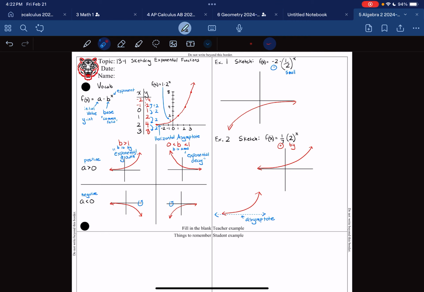Cool, that does finish off our lesson 13-1 for sketching exponential functions. I hope you know how to do one of these 4 things, and thanks for watching.